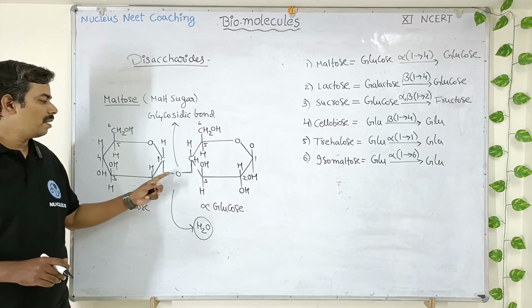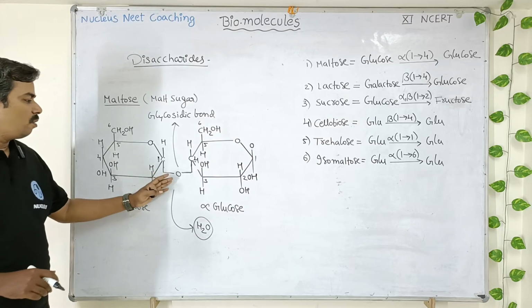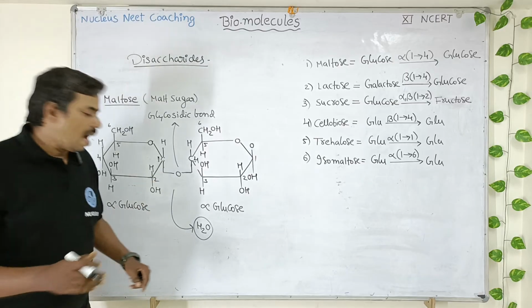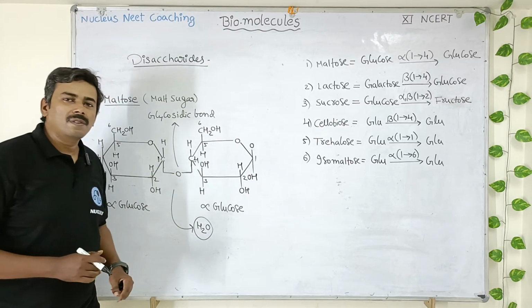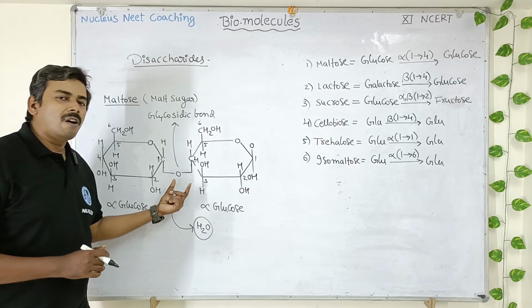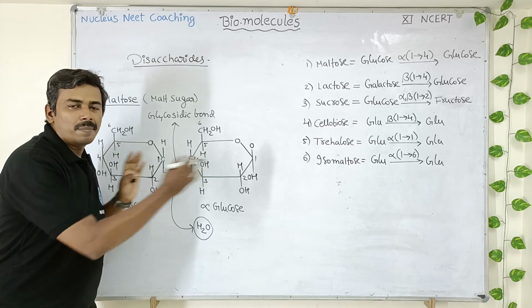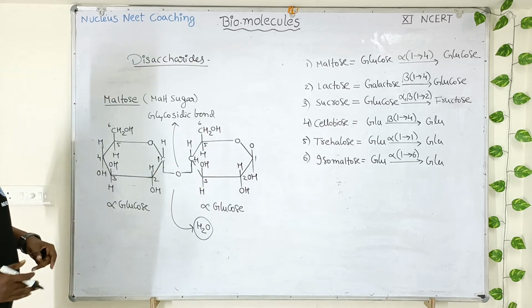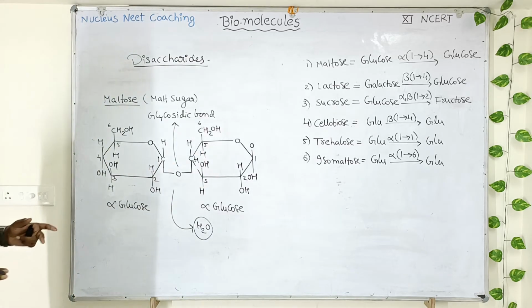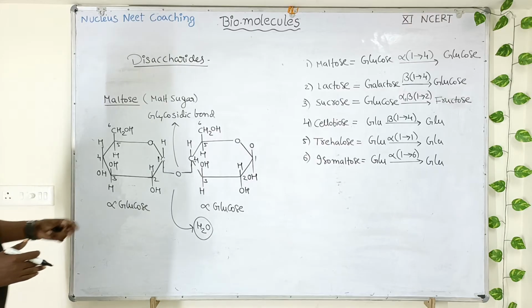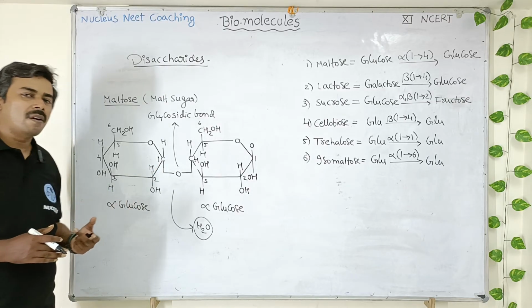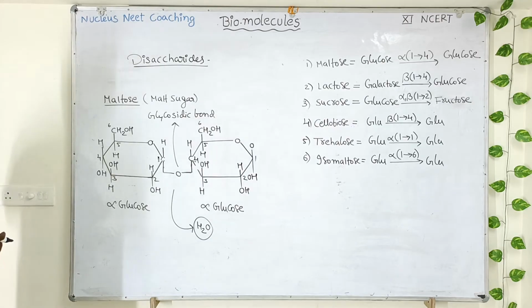You are right, you have to break the glycosidic bond. In order to break the glycosidic bond, again you should add the water molecule. So when you add the water molecule, automatically the bond gets broken and two glucose molecules get separated from each other. So breaking of any type of carbohydrate which involves breaking of glycosidic bond is called hydrolysis.